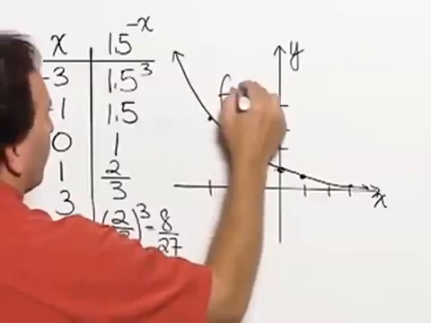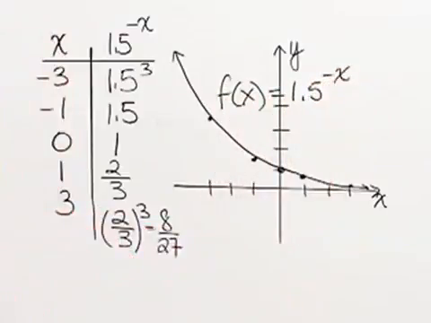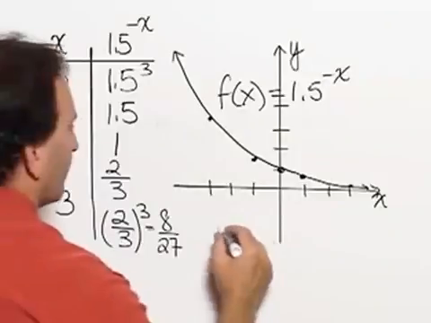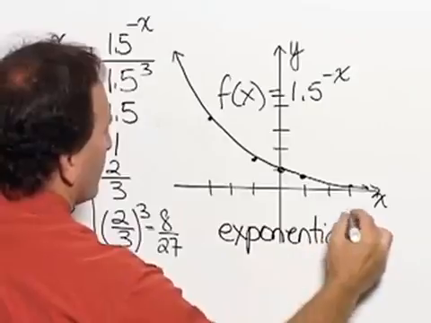So this is the graph of f of x equals 1.5 raised to the negative x. This is an example of exponential decay.